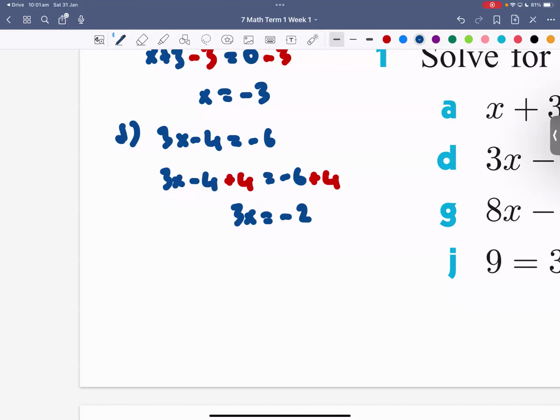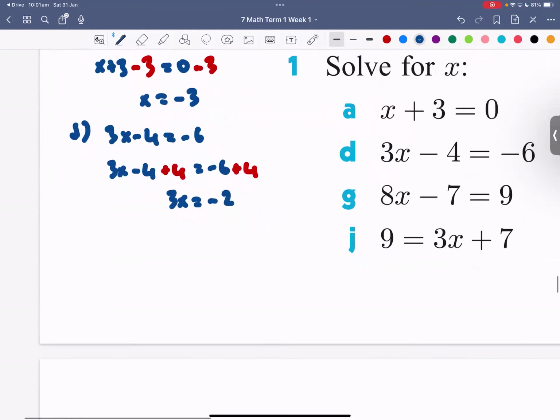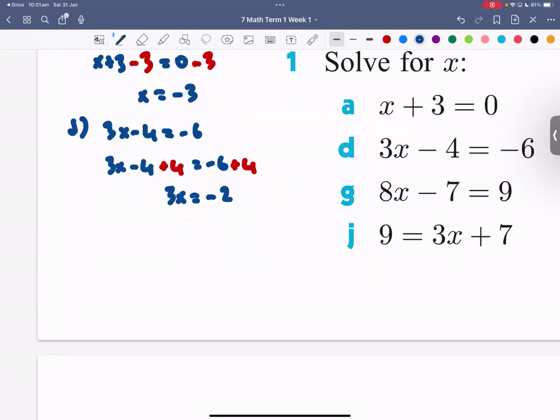That is correct. Whatever you do to one side of the equation, you have to do the same thing to the other side of the equation. So then I added 4 to both sides. All right, and how do I get rid of this 3? Divide by 3. So x equals minus 2 divided by 3.